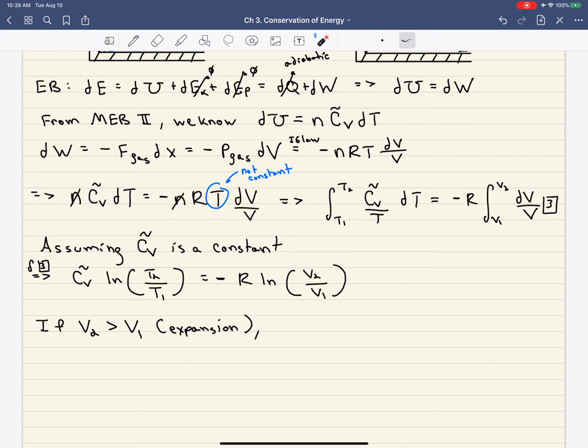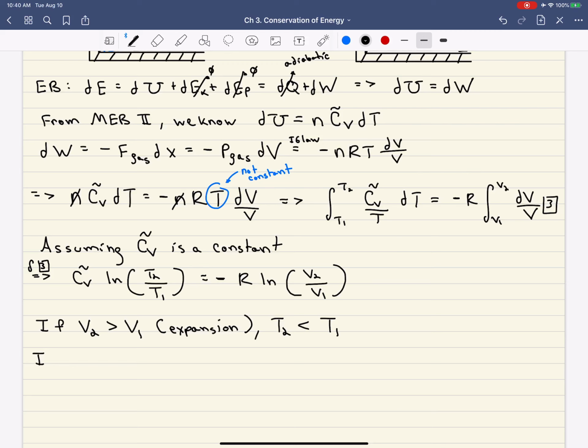And if the right-hand side of the equation is negative, that means the left-hand side also needs to be negative. And for that to happen, since CV can't be negative, that means that our natural log term needs to be negative. And for that to happen, T2 would have to be less than T1. And so if you have expansion during a quasi-static adiabatic process, your temperature is actually going to be lower in the final state than it was in the initial state.